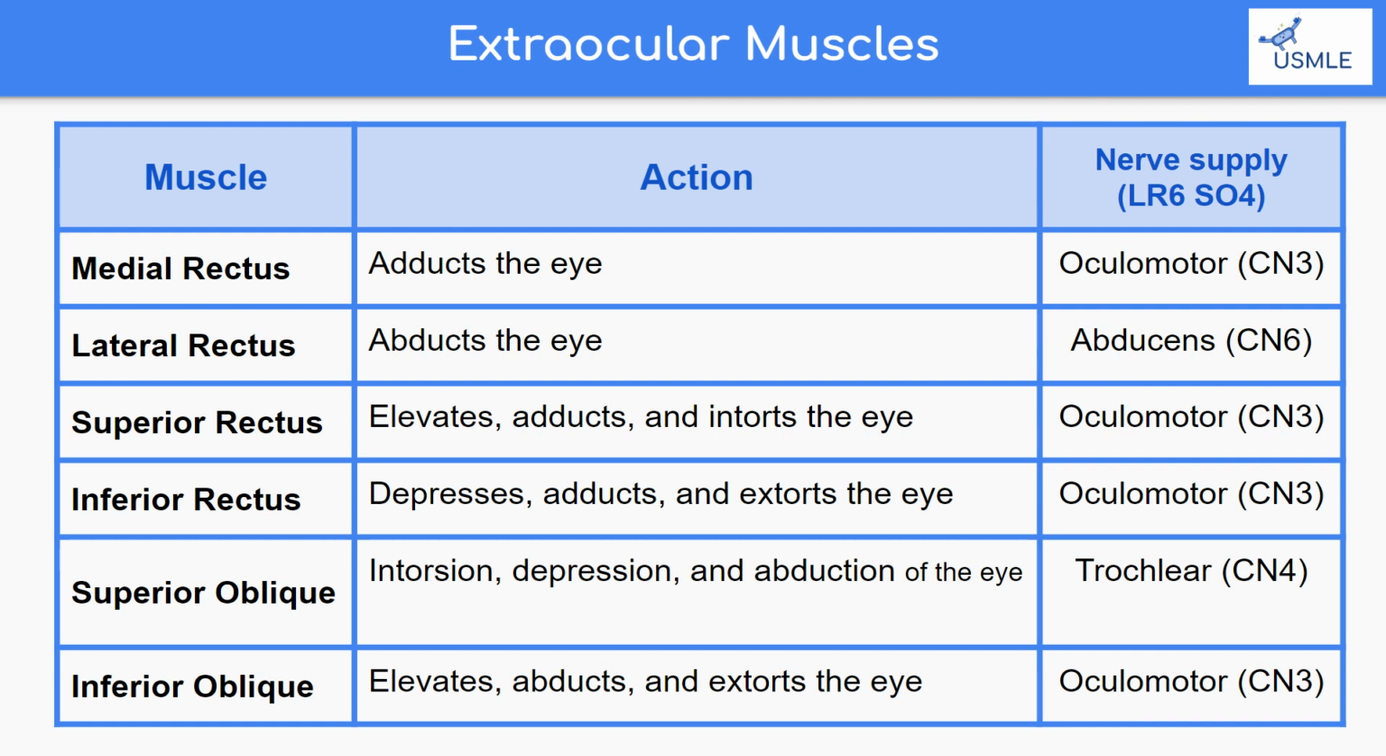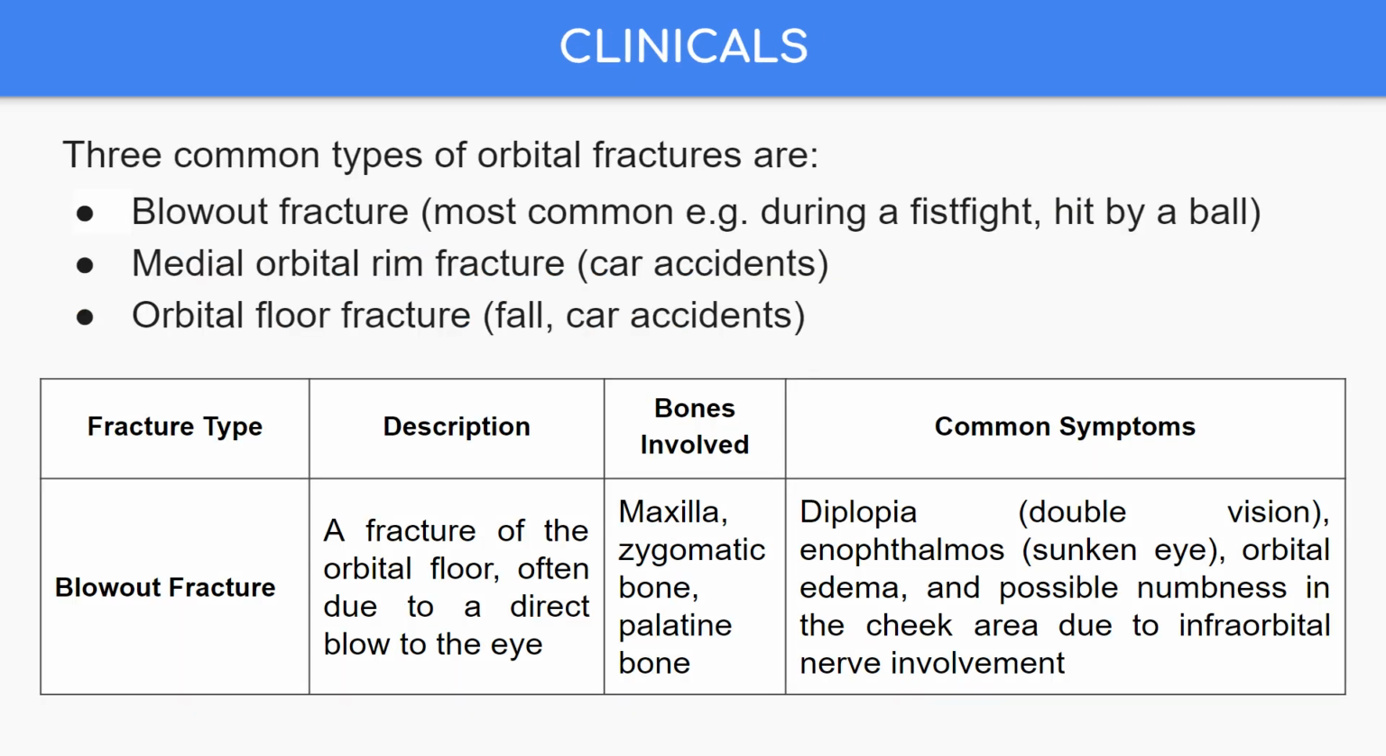You can remember the nerve supply of these corresponding muscles by the formula LR6SO4, which means that the lateral rectus is being supplied by the sixth cranial nerve or the abducens nerve, and the superior oblique is being supplied by the fourth nerve or the trochlear nerve. The rest of the muscles are being supplied by the oculomotor nerve, which is the third cranial nerve. Orbital fractures can be of various types, but you should know the above at the very least.